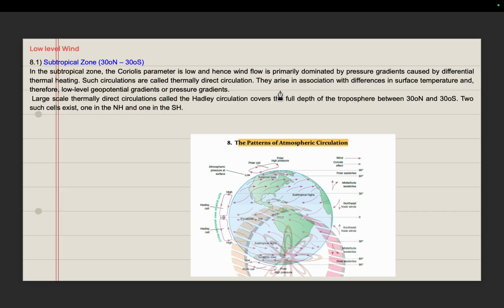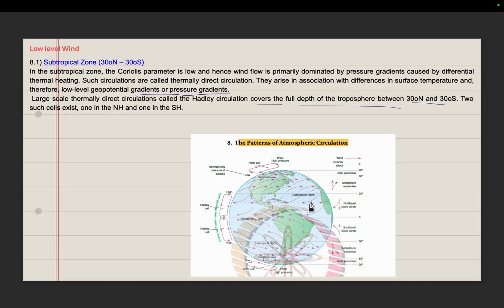They arise in association with differences in surface temperature and therefore low level geopotential gradients, or pressure gradients. Large scale thermally direct circulations are called Hadley circulations, which cover the full depth of the troposphere between 30 degrees north and 30 degrees south. Two of these cells exist, the northern Hadley cell and the southern Hadley cell.